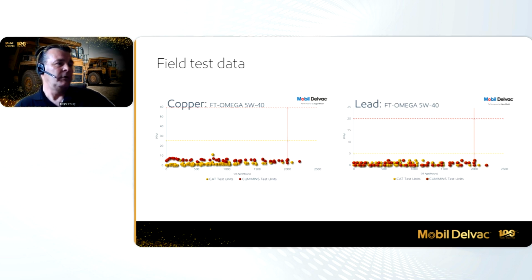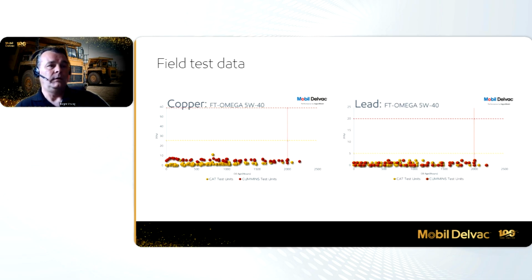Copper. So copper can show up sometimes as bearing wear, or sometimes it can be due to acidic oil. We have an upper limit for Cat machines here of 25, and I see we're way up at 60 on the Cummins engines. Happily, we stayed below 12 or 13 ppm for copper throughout the entire trial.